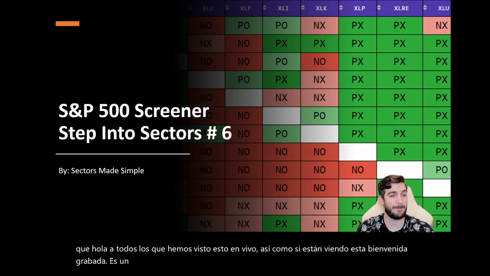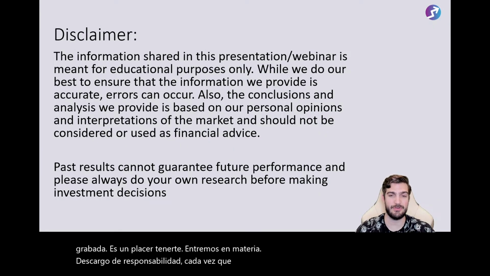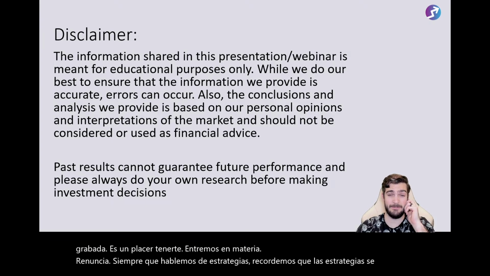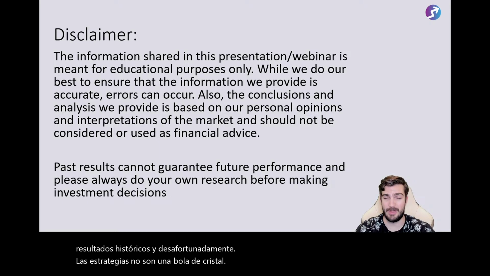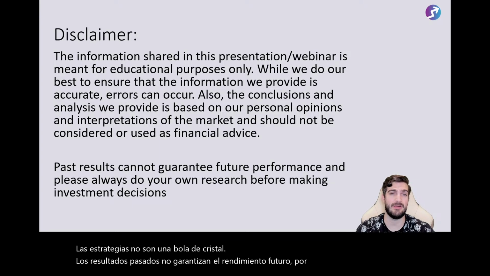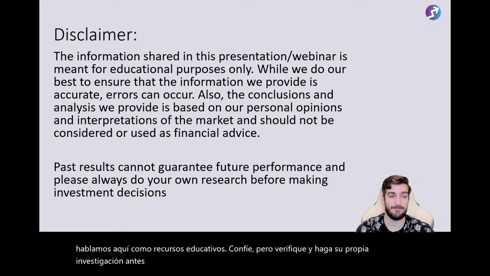Let's get into it. Disclaimer, whenever we talk about strategies, remember strategies are based on historical results. And unfortunately, strategies aren't a crystal ball. Past results do not guarantee future performance, so please take everything we talk about here as educational resources, trust but verify, and do your own research prior to making any investment decisions.